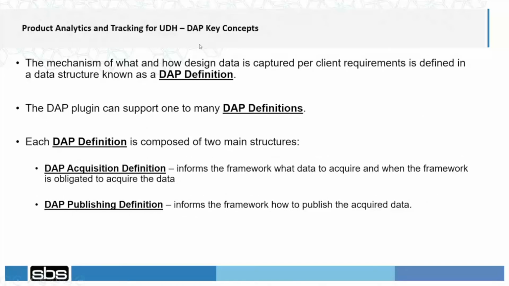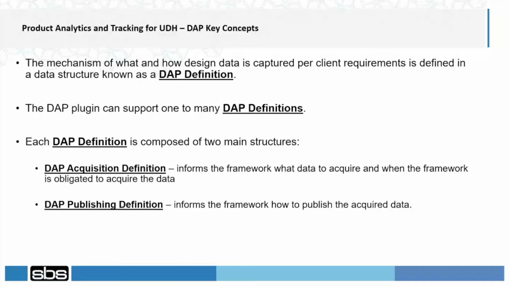And then just some key concepts of this. The mechanism of how design data is captured per client requirements is in a data structure that we term a DAP definition. And the DAP plugin itself can support one-to-many DAP definitions, so you can have as many of these as you want. And each DAP definition is composed of just two main structures or concepts.